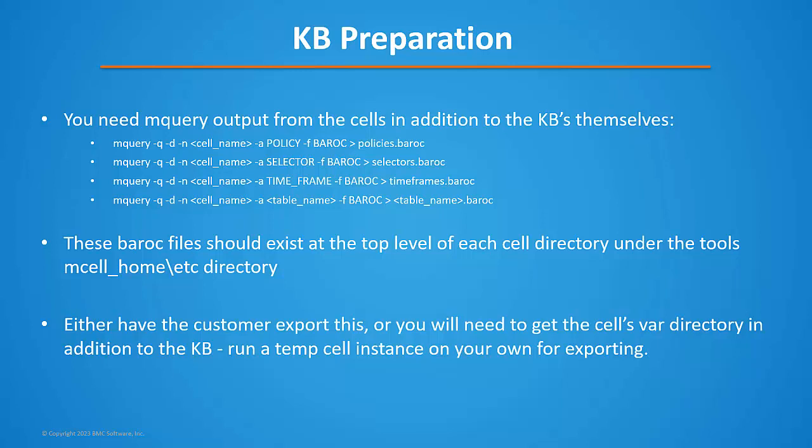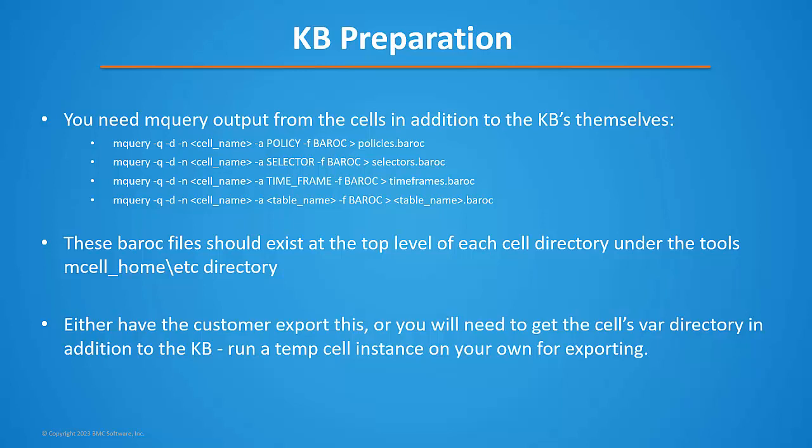And the utility doesn't use those directly at this time, but that is information that you would need for planning out the time required for complexity for a migration that you're going to perform. So it's good information to have here, and the utility may use it at a future time. And so these Baroque files, when you export them, put them at the top level of each cell directory under the tools mcelhome/etc. So at each cell name directory that you have beneath there, they'll have their own set of Baroque files that you've exported from them.